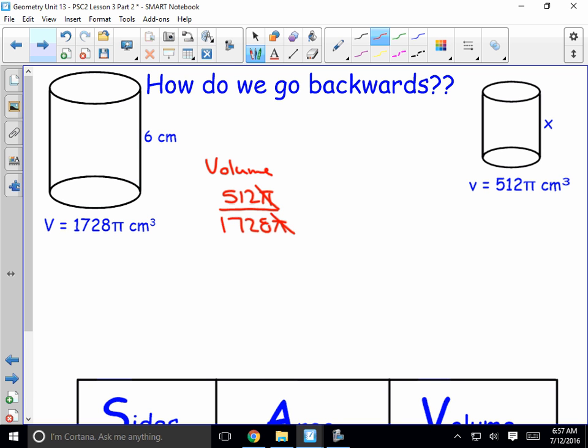So the simplest way to do this on your calculator is to divide 512 by 1728. And now you're going to get this ugly looking decimal, 0.29629. We can see that it is a repeating decimal that goes on forever. That's not a ratio. That's not something that we can work with.